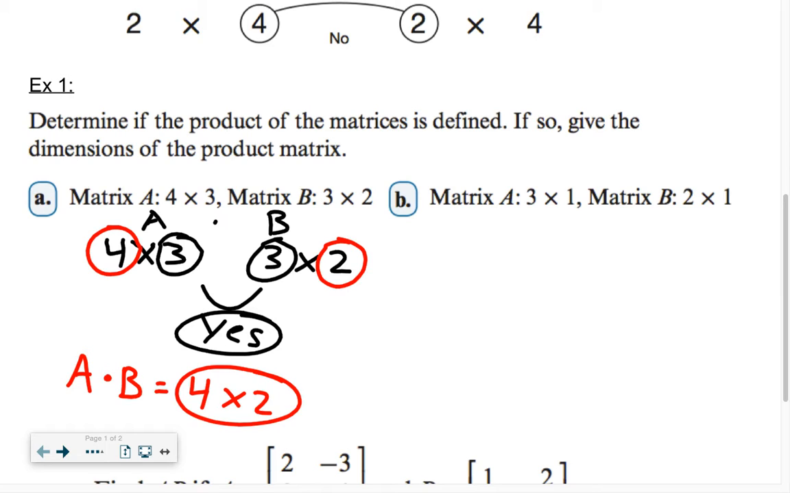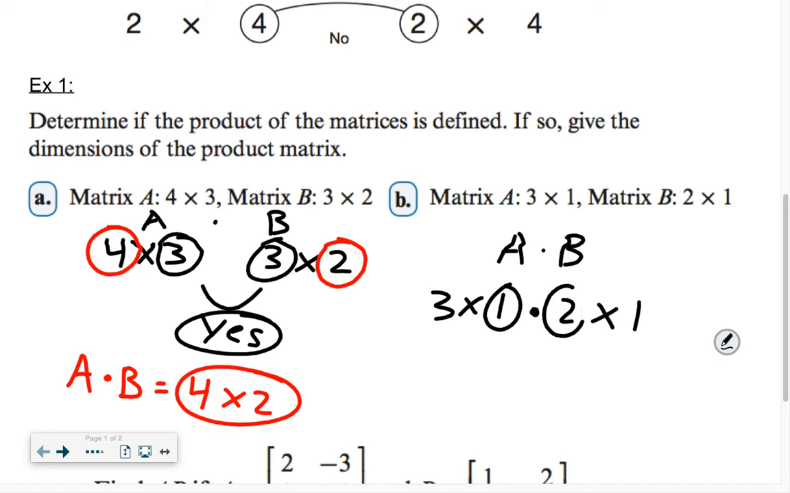Okay, let's go to another one. If we want to find AB, A is a 3 by 1. We want to multiply it by this 2 by 1. Where do we look again? Well, we look at the inner dimensions. Are those two the same? No. Seems kind of goofy or almost foreign, like really? That's where we look to see if we can multiply these two together? Yeah.